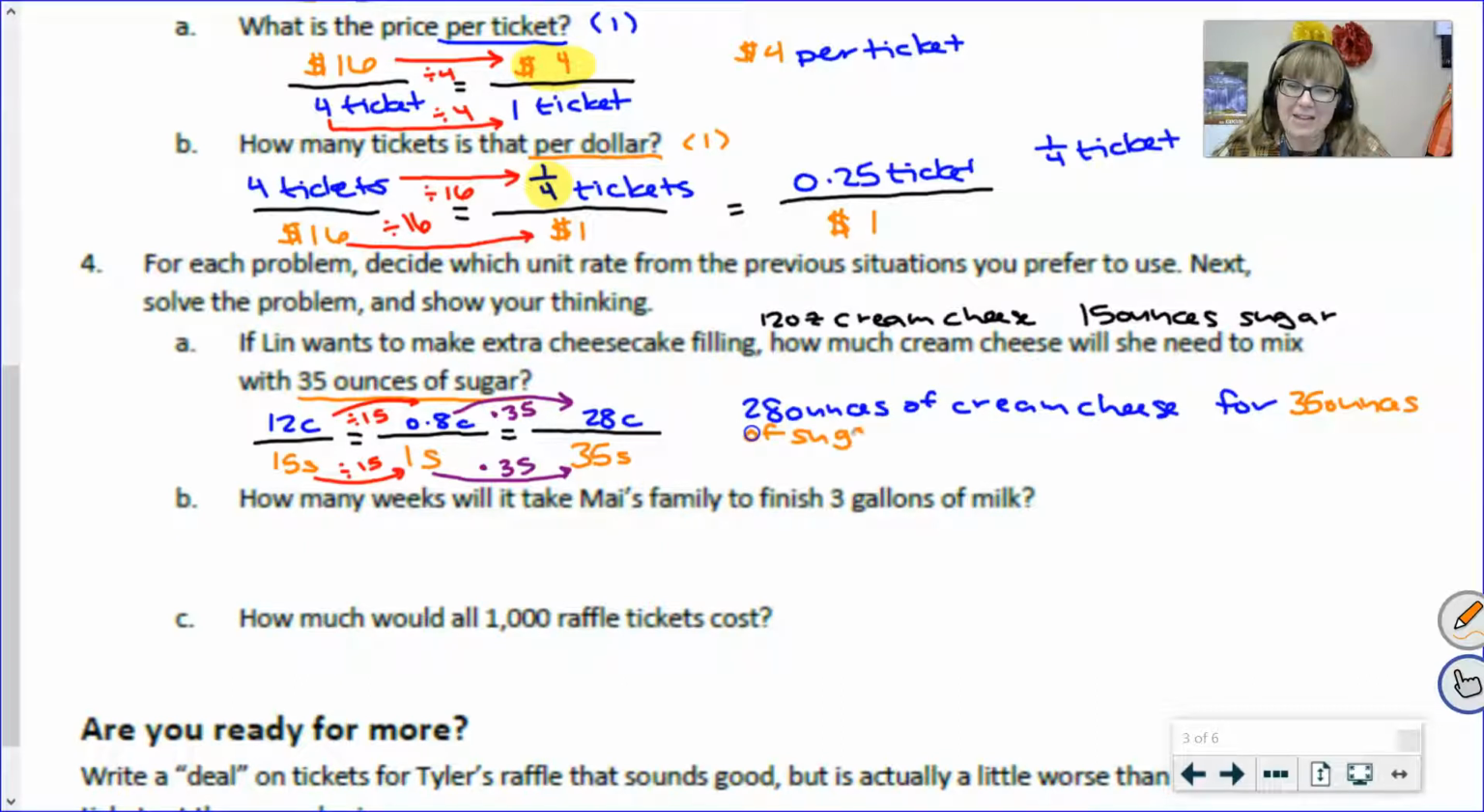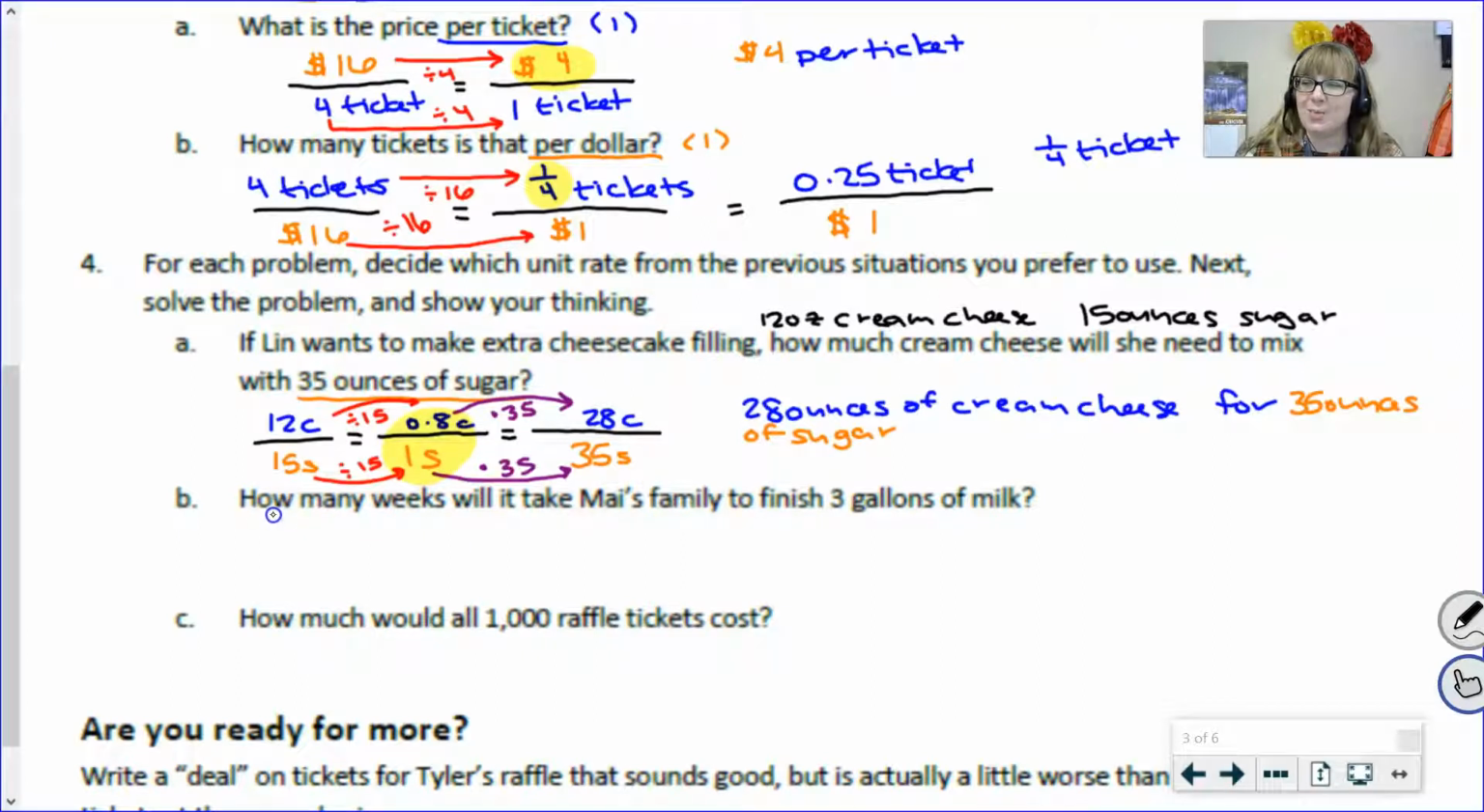Okay, so we did ask the question, but let's pay attention to what it said in the beginning. It says for each problem, decide which unit rate from our previous situations we would prefer to use, and look at which one we did use. We used this one here. We used it where the sugar, which is changing to a 35, was already changed to a 1. So working through this problem, that already kind of sets me up for success, so I don't have to take this little baby step anymore.